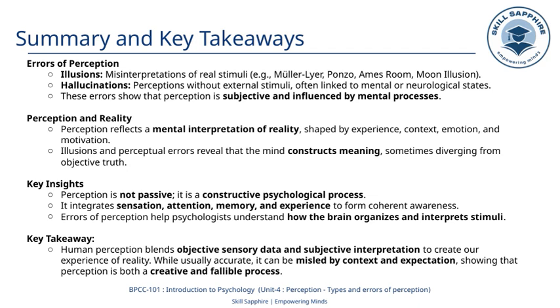The most important takeaway here is that human perception is a blend of objective sensory data and subjective interpretation. While it usually helps us understand our environment accurately, it's also prone to being misled by context, expectations, or cognitive biases. So, perception is both a creative process and one that can sometimes deceive us, highlighting its fascinating complexity and importance in how we experience the world.